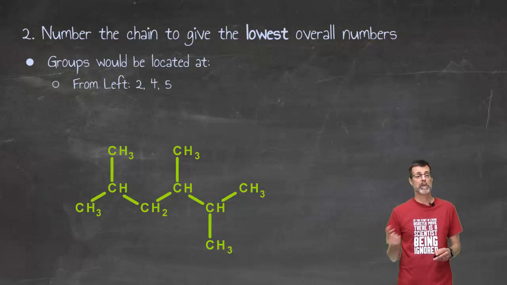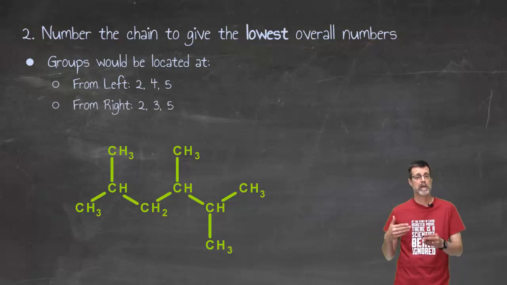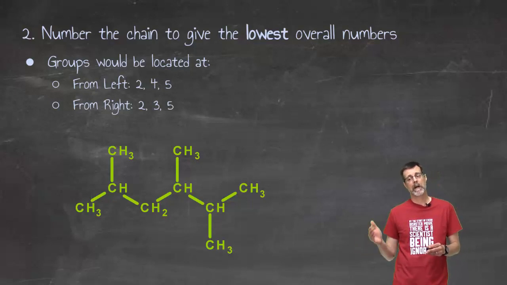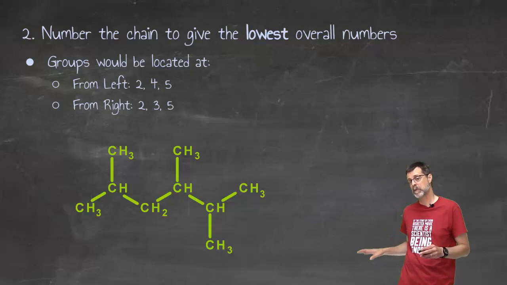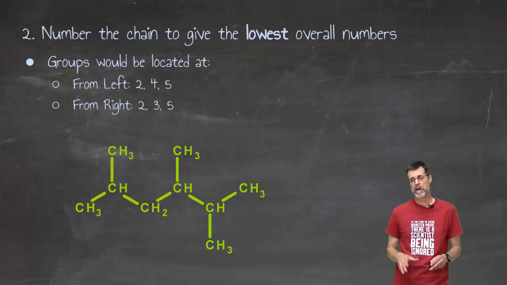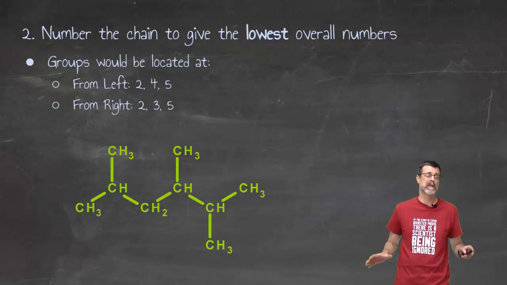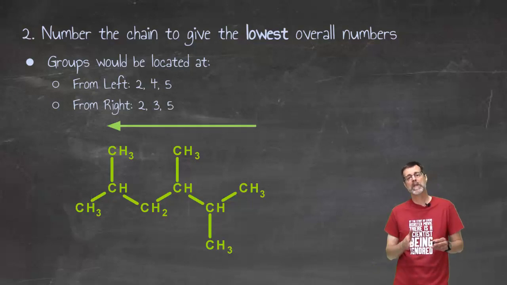If I numbered it from the right, however, I would get exactly the same groups, but now the numbers would be different because they are sitting at the 2nd carbon, 3rd carbon, and the 5th carbon. Well, hopefully you agree that from the right gives me lower numbers overall, at least in one spot, but that's all that I need. So I would actually number this one from the right.